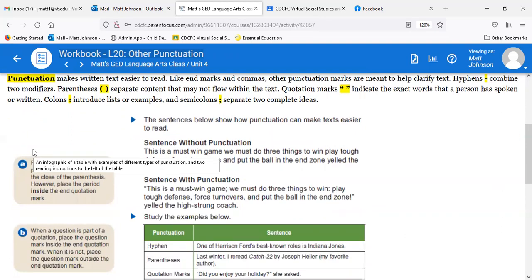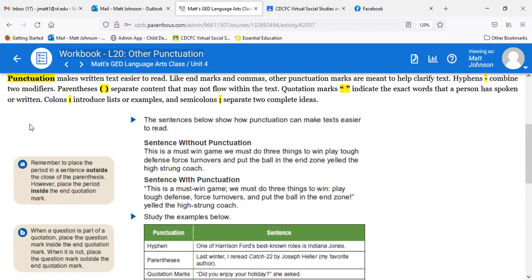So you can imagine if you ran into a sentence like this with no punctuation: this is a must-win game. We must do 3 things to win: play tough defense, force turnovers, and put the ball in the end zone, yelled the high-strung coach. Whew, that is bad. But all we have to do is insert punctuation in the right places, and we have a complete idea that makes sense.